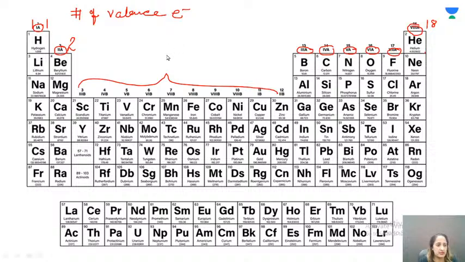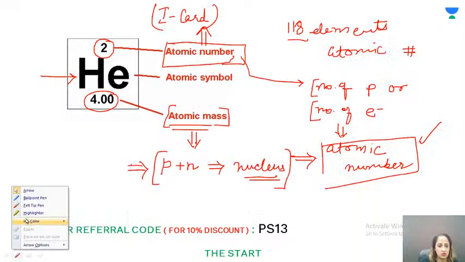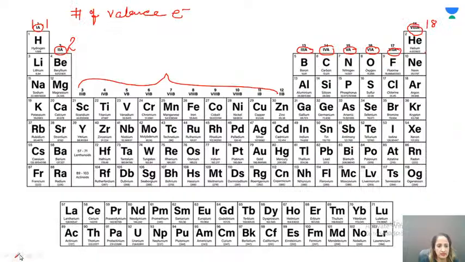Yes, we got connected again. So guys, here we were talking about how these groups and valency are related. I was telling you guys, whatever the number of the group is, that is going to be the valency of that particular element or group. Okay.